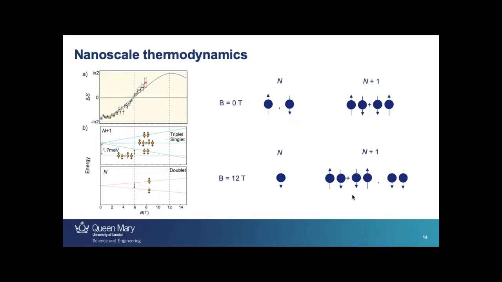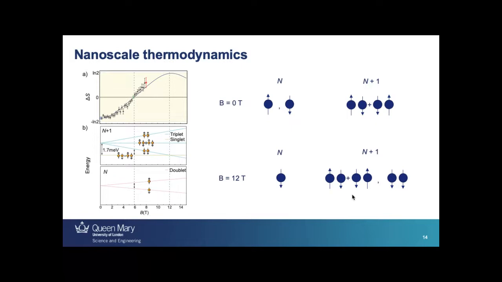So 1 electron, 2 microstates. 2 electrons, only 1 microstate. So if you measure the difference in entropy between those two, you get k_B log of 2 for the first, and k_B log of 1 for the second, which is 0. So as a result, the difference in entropy between those two is minus k_B log of 2. And that's exactly what we measure at 0 Tesla. So you get a difference in entropy of minus k_B log of 2.